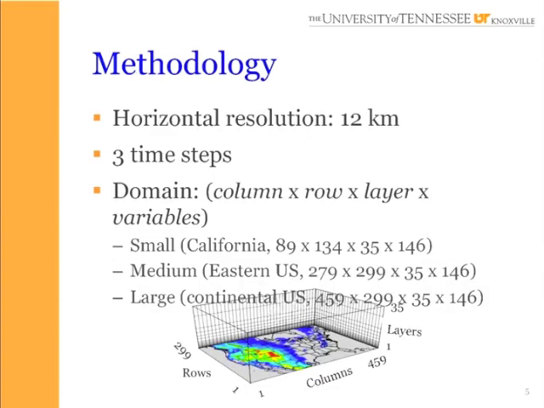So if we look at the domain-wise, in this case we're just taking a very particular domain. We have a small size domain like California, and it's 89 by 134. So it's column, row, layers, and then variables. Typically there are 146 variables. You can see there are a lot of variables in there. And the horizontal resolution is 12 kilometers in this case.